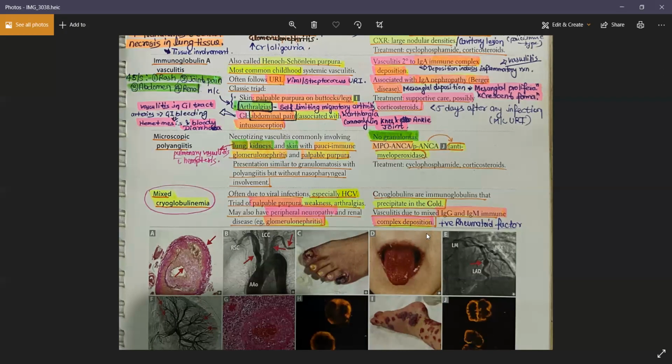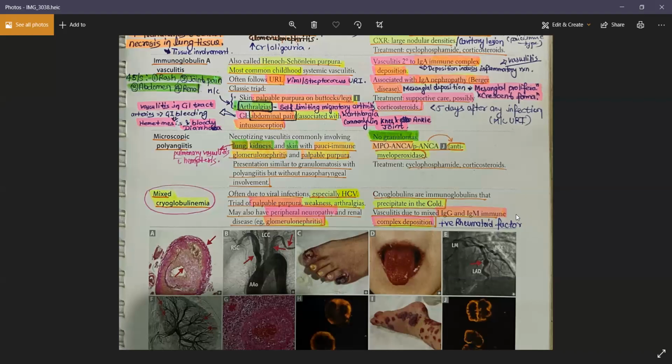So the important thing would be the IgG and IgM immune complexes, and all of these immune complexes precipitate in the cold. This is very important. A patient with a history of hepatitis C virus infection, later on having some kind of disease which precipitates immune complexes in the cold, and a positive rheumatoid factor.